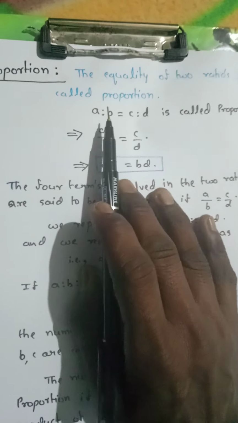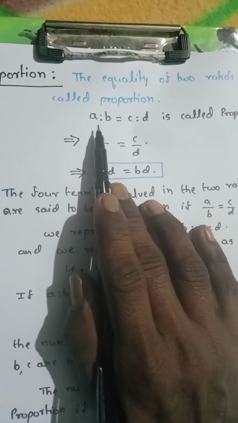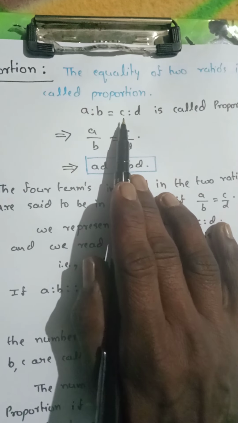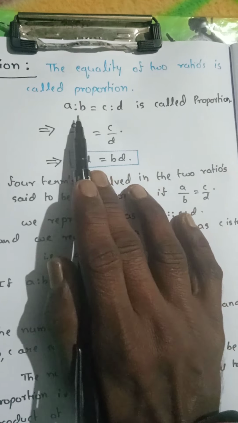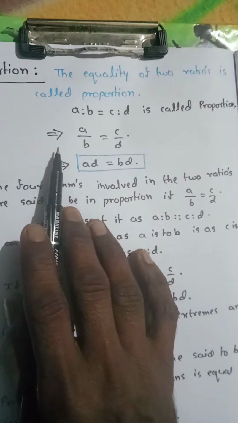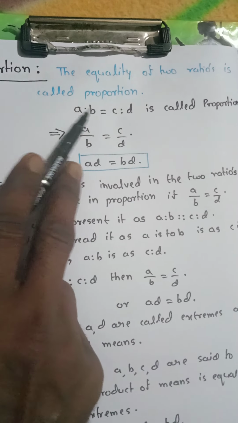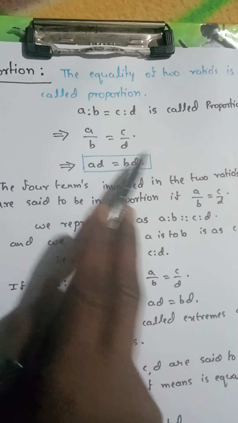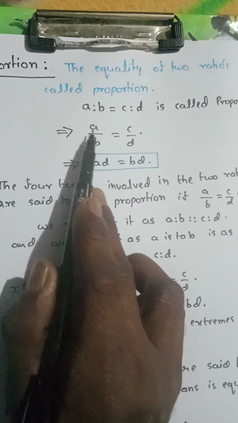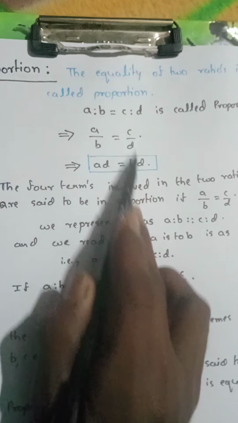Here we have two ratios. The first ratio is A is to B and the second ratio is C is to D. If both the ratios are equal, then we call it a proportion. So this can be written as A by B equal to C by D. By cross multiplication, you will get AD is equal to BC.